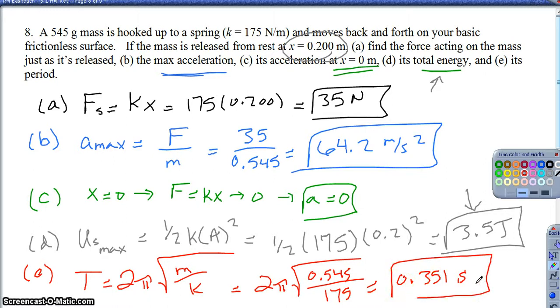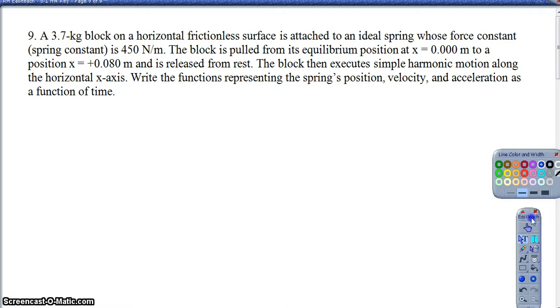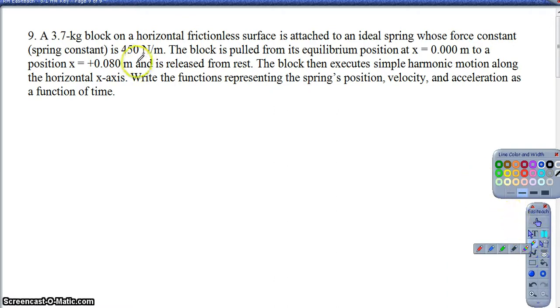I don't think there were too many tricks on this one, but all very important things that you should be comfortable with. Okay, so question 9 here is a good way to kind of cap off the end of this first section, right? So they ask us to write the functions representing the position, velocity, and acceleration, all as a function of time. And so I'm going to start with the position function.